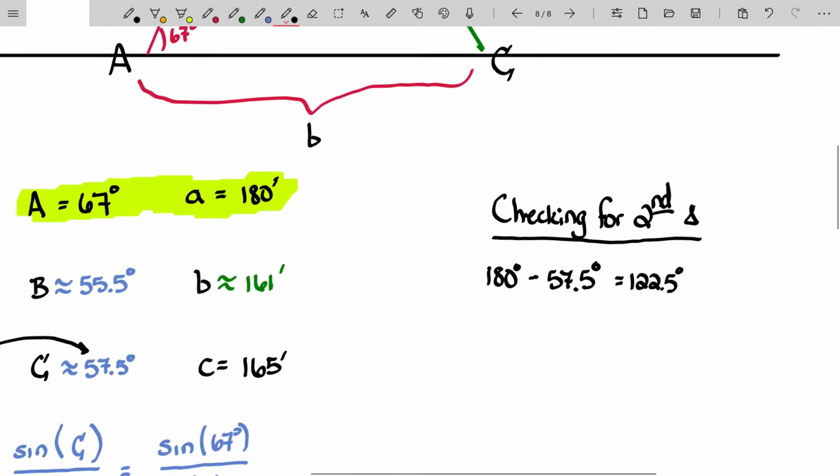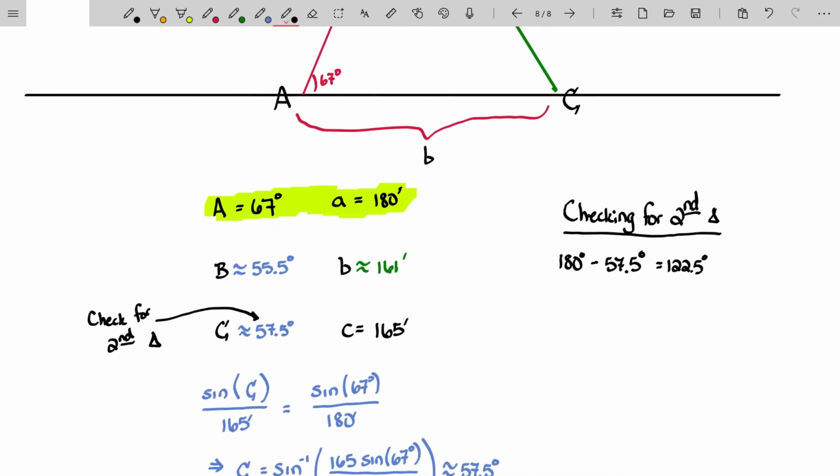And we're going to just ask, instead of having that 57.5 degrees, could we have had 122.5 along with the given 67 degree angle? And the answer to that is definitely not, because this angle, 122.5 degrees, plus that 67 degree angle that we were given, is greater than 180 degrees. That's more angles than we have in a triangle. So there's no second triangle. So only one triangle. And that's a really fast check.